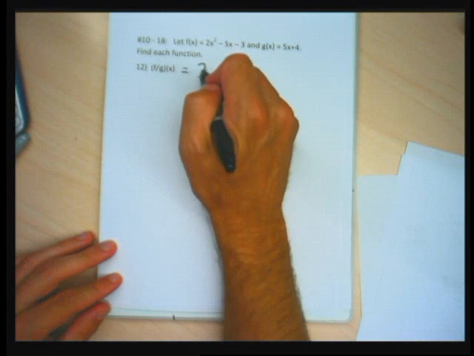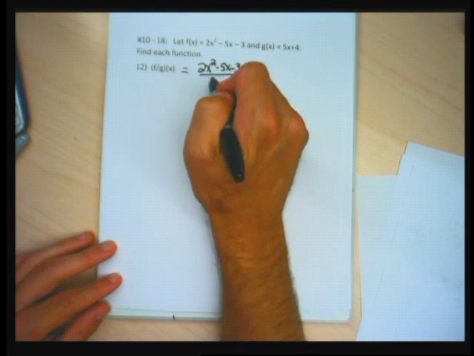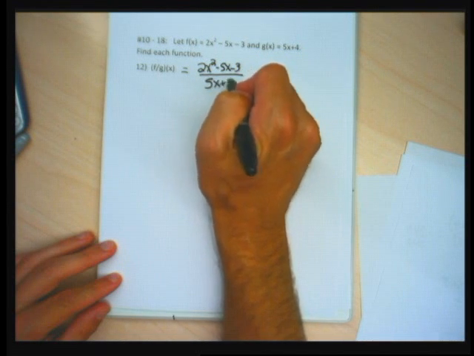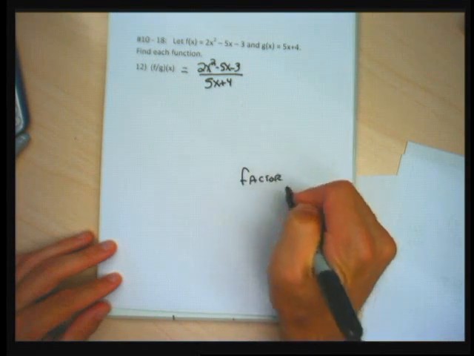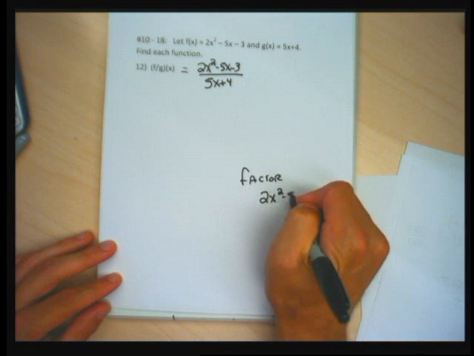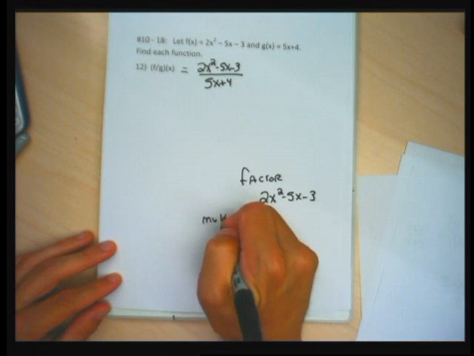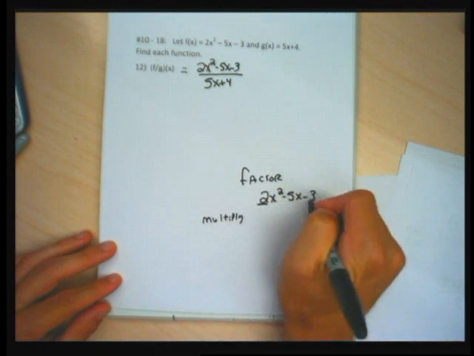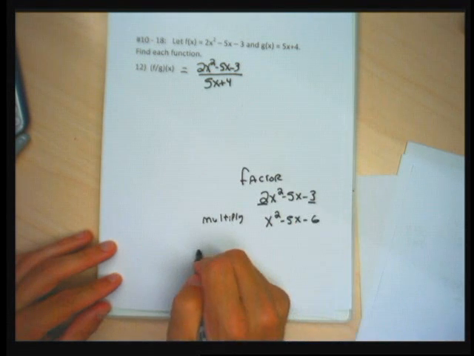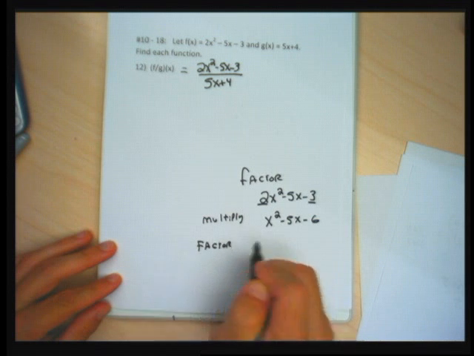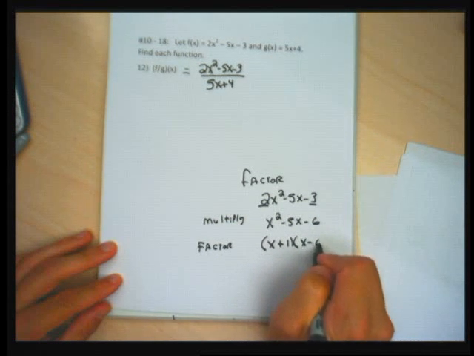Right side of f in the numerator, which is 2x squared minus 5x minus 3 over 5x plus 4. I'm going to attempt to factor, so I'm going to do some side work here. It's bottoms up factoring. The 2x squared minus 5x minus 3. So bottoms up factoring is multiply. I'm going to multiply this 2 by that 3 and get x squared minus 5x minus 6. After I multiply for bottoms up factoring, I factor. This factors into x plus 1 times x minus 6.